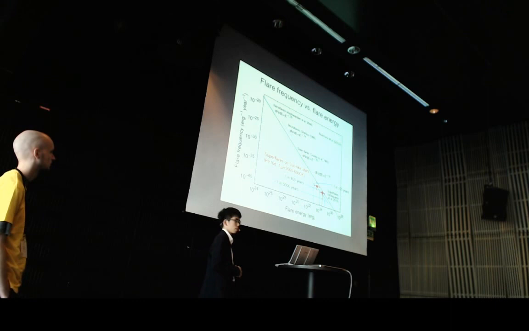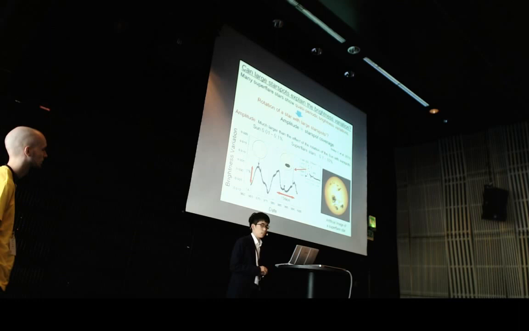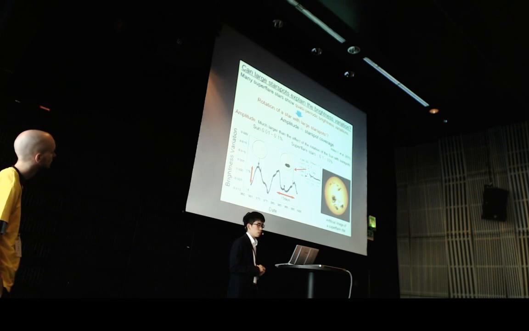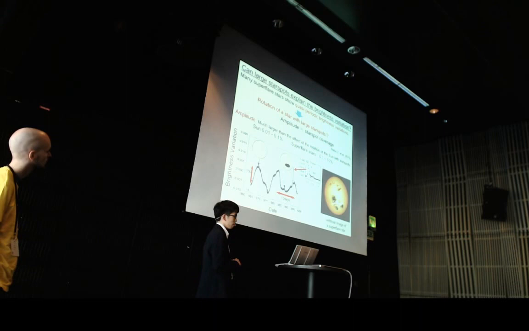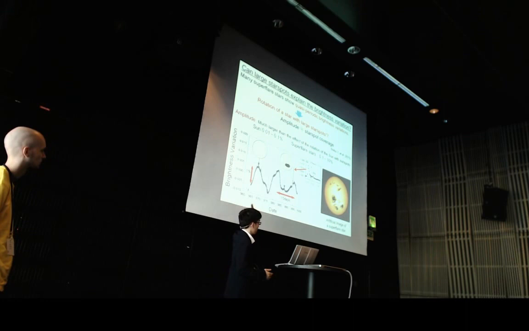Next, let's see the light curves of superflare stars in detail. Most superflare stars show quasi-periodic variation like this. The typical period is from 1 day to a few tens of days. Many people consider these brightness variations can be explained by the rotation of the star with a large star spot. The amplitude of these brightness variations corresponds to the star spot coverage. So we can estimate star spot coverage in this way.